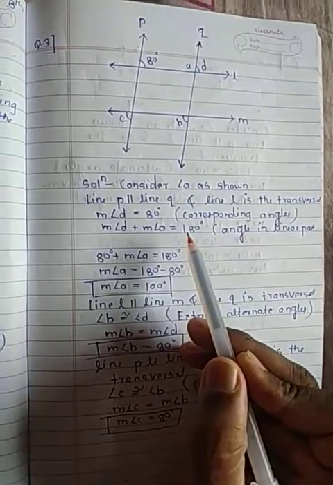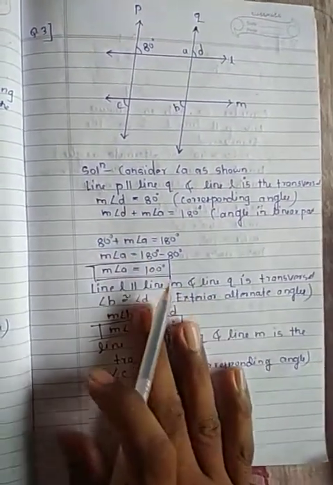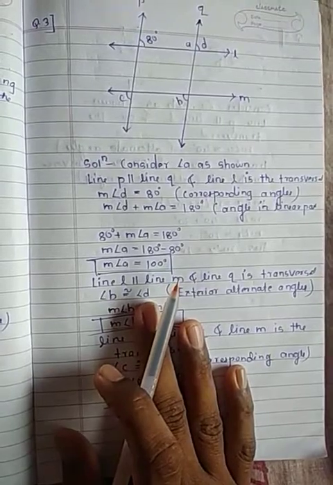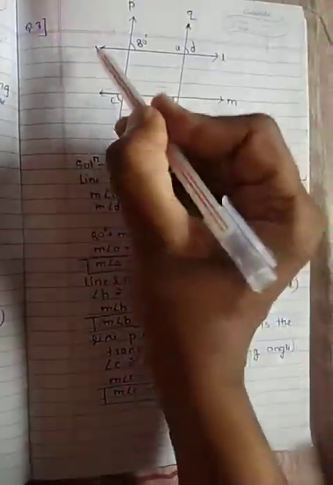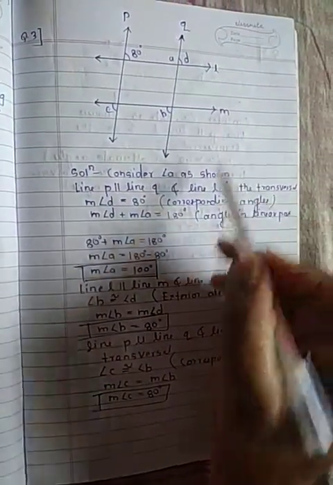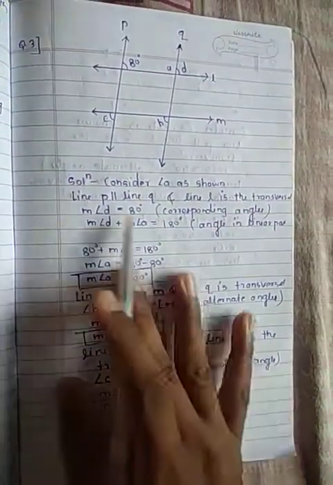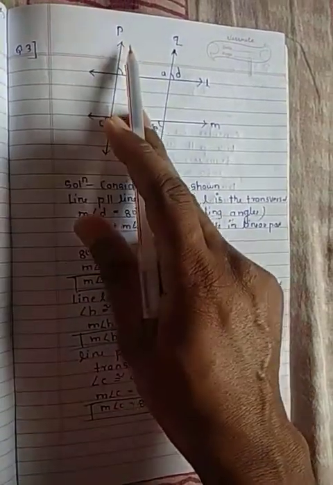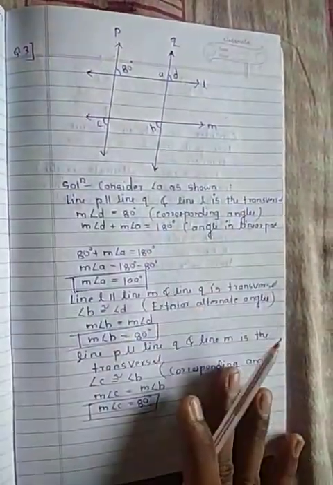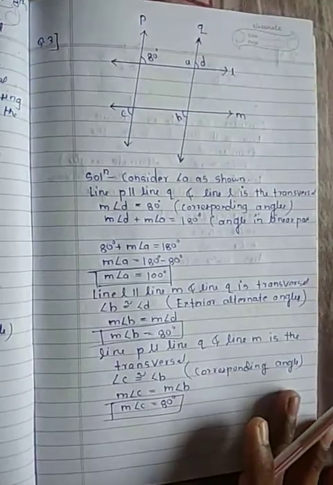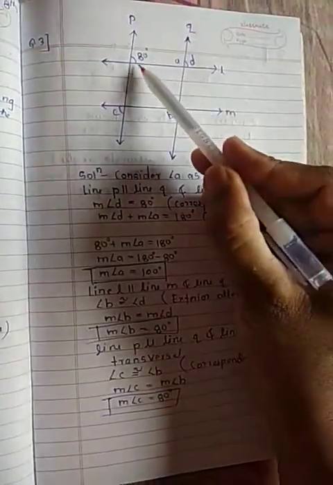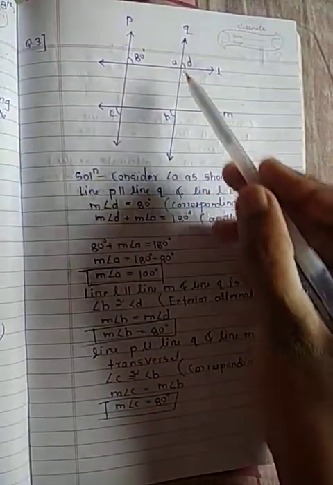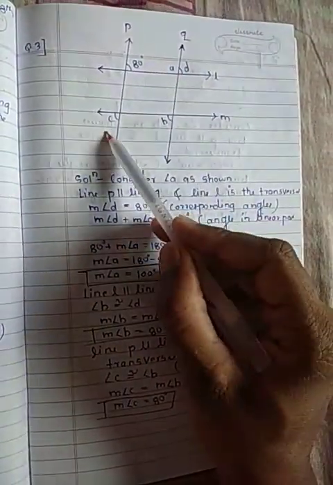Okay, students, question number 3. In this figure, two parallel lines are given. Line L and line M are the two parallel lines, and two transversals are given, transversal P and transversal Q. Some of the angles are given. This 80-degree angle is given, and these are angle A, angle B, and angle C.